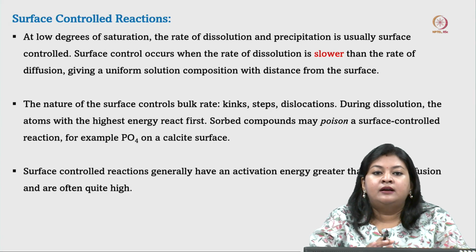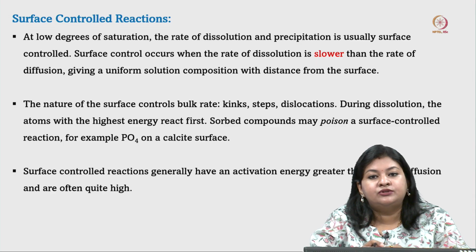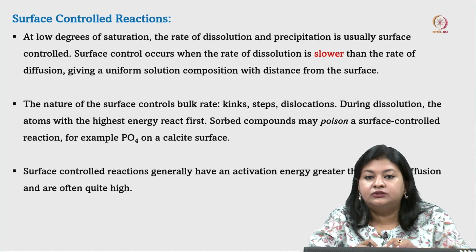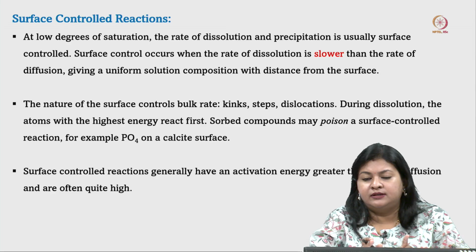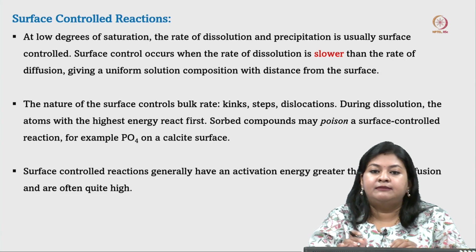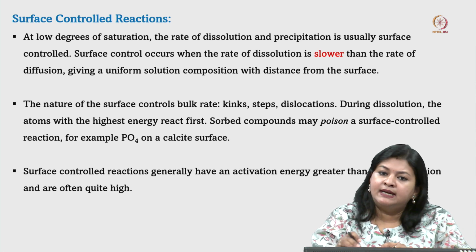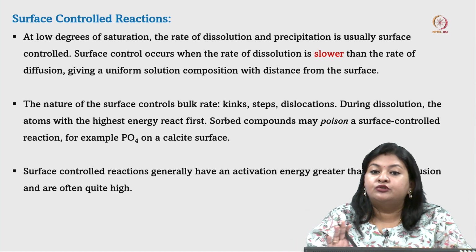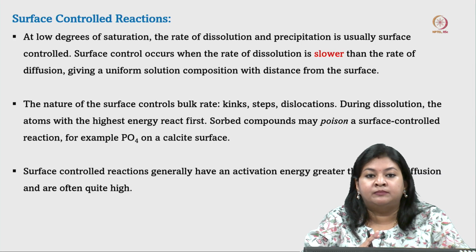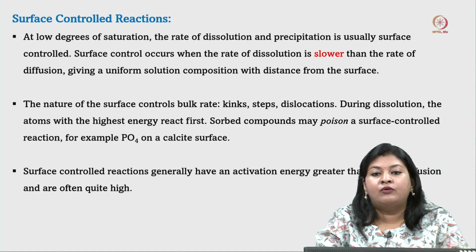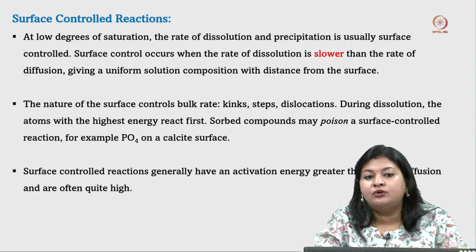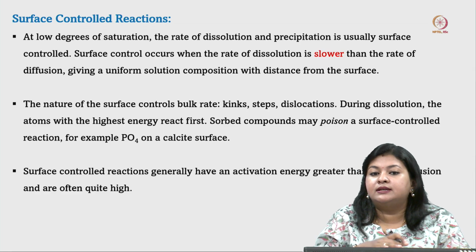Okay, and surface control occurs when the dissolution rate is slower than the rate of diffusion. That means the rate of the dissolution reaction is very slow as compared to the diffusion rate. That means, whenever the product is forming, it is getting time to diffuse out. So, diffusion of the products is not the problem, it is the surface control of the reaction that is causing the reaction to go slow. And what controls the surface?